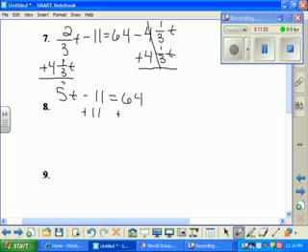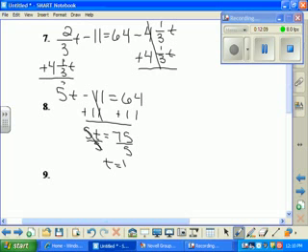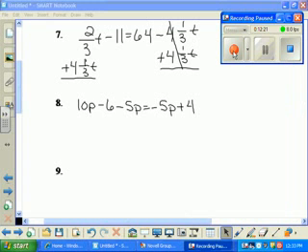Okay, what's my next step? You add 11 to both sides. 5t equals 75. Nico, what's my last step? Divide by what? Perfect, thank you. And t equals 15. Nice job, you guys. Very nice job. All right, so I want you to try 8, 9, and 10, and then you can start your homework.